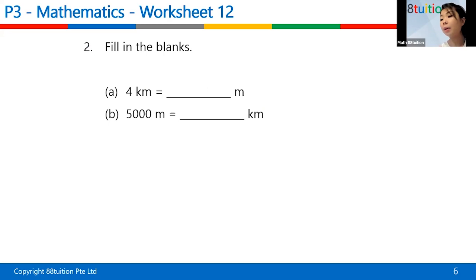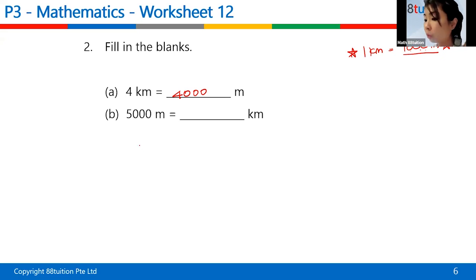Moving on, now we are looking at the conversion between kilometers and meters. 1 km is 1,000 meters. Please remember this important piece of information. For 4 km, all I need to do is times 4 to this amount. 4 times 1,000 is 4, and I add in the 3 zeros. So it's 4,000 meters.